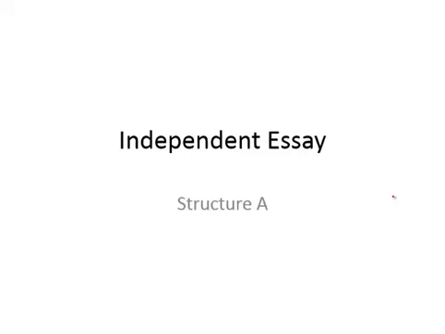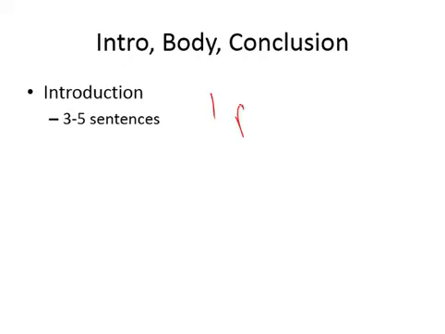In this lesson, we'll look at a specific structure you can use for your independent essay. This is one of two structures, and we'll call it structure A. You'll always use this basic format in your essays: intro, body, and conclusion. The introduction is very short, just 3 or 5 sentences. That's one paragraph.